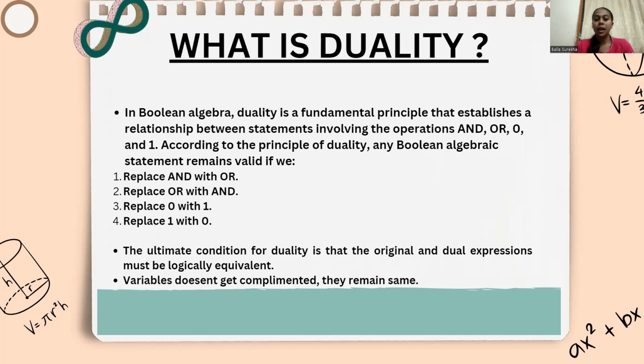So the ultimate condition of duality is that the original expression and the dual expression should be logically equivalent, meaning they should be equal. The expression which we get after applying duality and the original expression we already have should be logically equivalent. So this says the principle of duality. We have a note here. While replacing AND with OR and replacing 0 with 1, there will be variables like A, B, C. We need not change them. They remain constant in this expression. We need not replace the variables with anything. Variables do not get complemented and they remain the same.